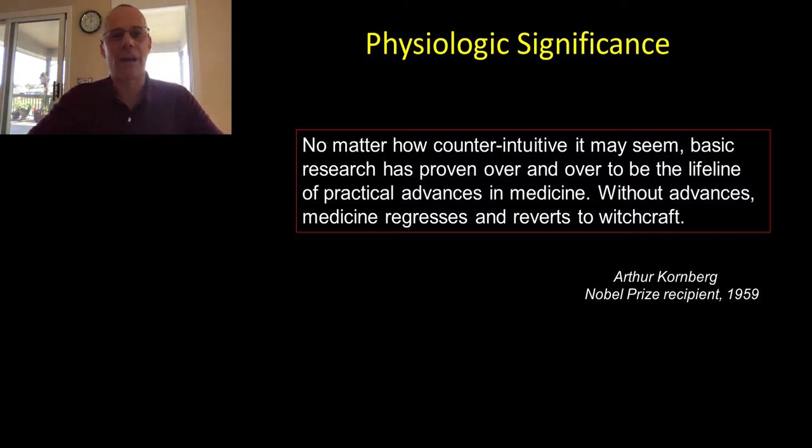So first off, a little bit of a plug for basic science in these days when a lot of the science that you hear about tends to be what we call translational and focused exclusively on disease research. And I'm a big proponent of basic biomedical science and curiosity-driven science. Arthur Kornberg, Nobel Prize recipient back in 1959, said, no matter how counterintuitive it may seem, basic research has proven over and over to be the lifeline of practical advances in medicine. Without advances, medicine regresses and reverts to witchcraft.